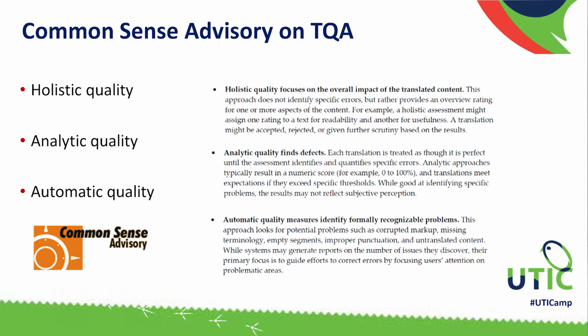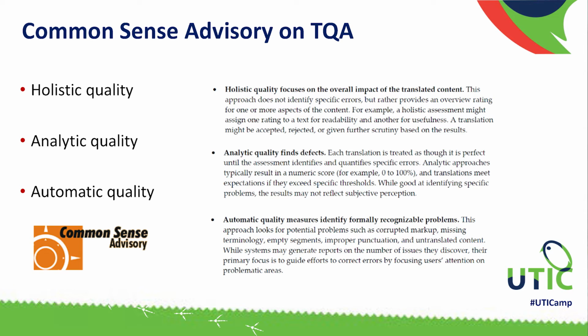Now, analytic quality is what we're talking about today. The basic idea is you treat the translation as if it was perfect, and then you carry on analysing it, trying to identify specific problems. It should be a more analytical approach, so that you're providing objective reasons for a translation failing rather than subjective reasons, which you might have achieved if you were only using the holistic approach.